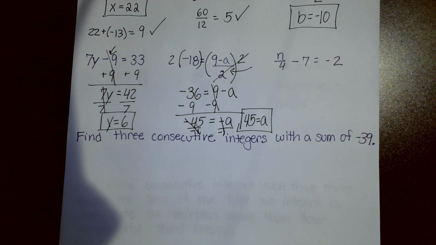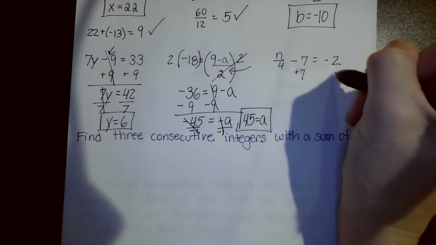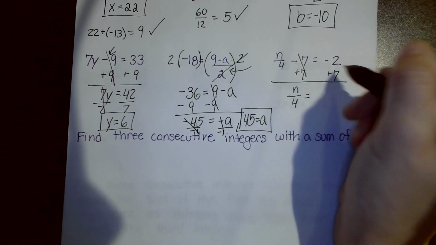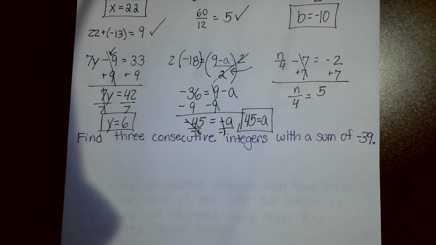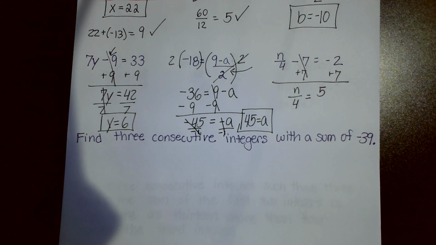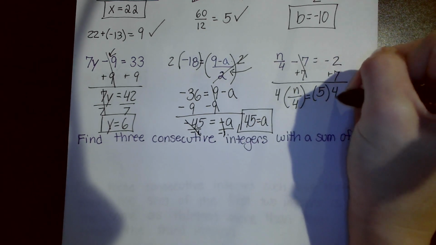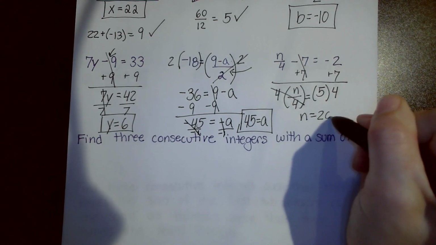Okay, now, next one, again, we have a third wheel. Always move that first. So +7 on both sides. That gives me n/4 equals -2 plus 7 is +5. Now, we're not done because n is not alone. So, again, what is my operation? N divided by 4. So, to move the 4, my inverse is to multiply. So I'm going to multiply by 4 on both sides. N equals 20.